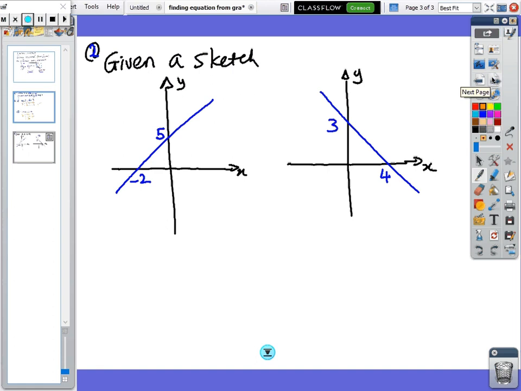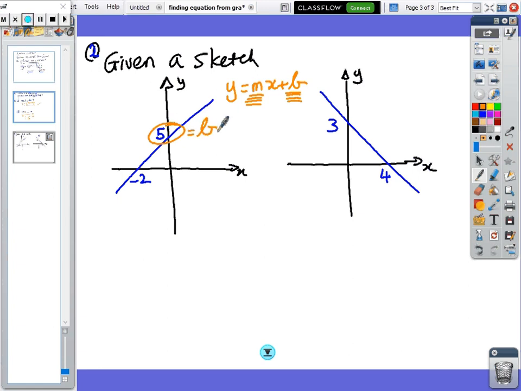Okay, so in the previous page we were given m and we were given b, and now we've got a sketch. Okay, but it's still very straightforward. So again, y equals mx plus b. So we just have to find the gradient and we have to find the y-intercept from the sketch. So in this particular one, that one equals the y-intercept.